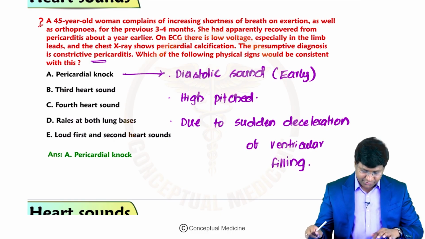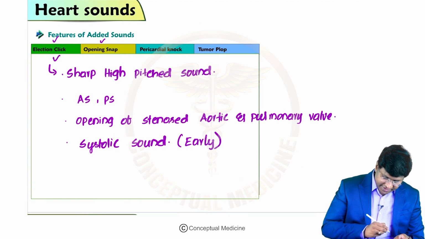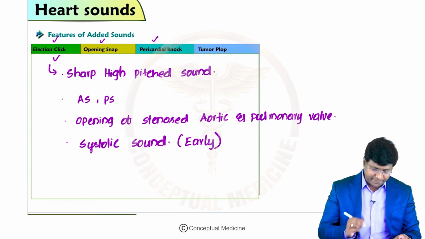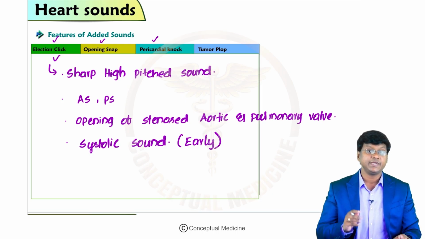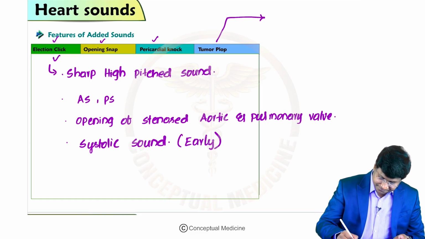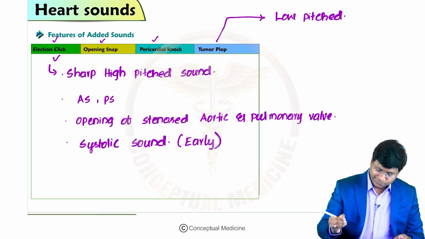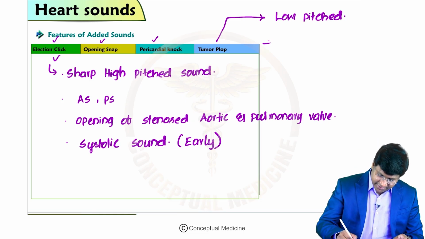So all these are your high pitched sounds now. Your ejection click is a high pitched sound, opening snap is a high pitched sound, and even your pericardial knock is also a high pitched sound. Then coming to the tumor plop. See, tumor plop is a characteristic low pitched sound. And where will you listen to this tumor plop? You will hear that in atrial myxoma.